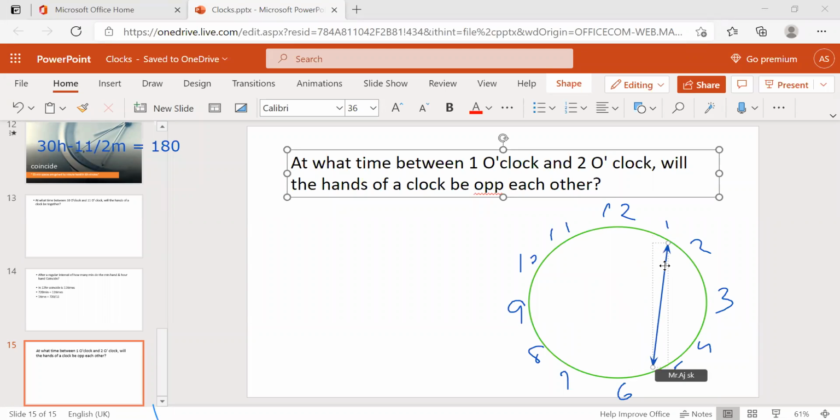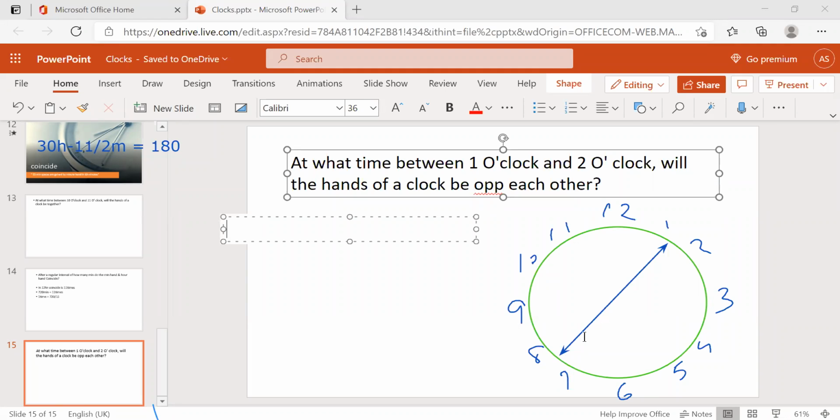Our hour hand lies between 1 and 2, right? In between the time means 1 and 2. Now, if our hour hand lies between 1 and 2, the minute hand will lie between 7 and 8. Which one is smaller here? Same trick which we are following for coincide, here also we will follow the same.